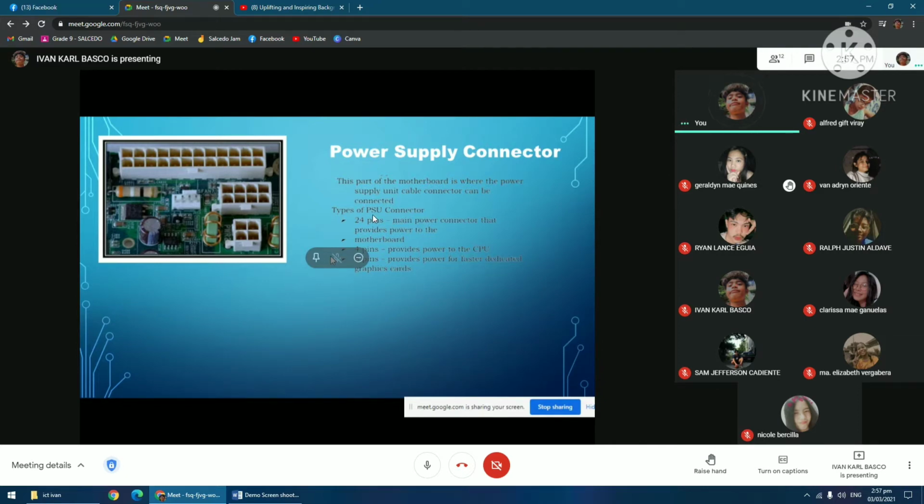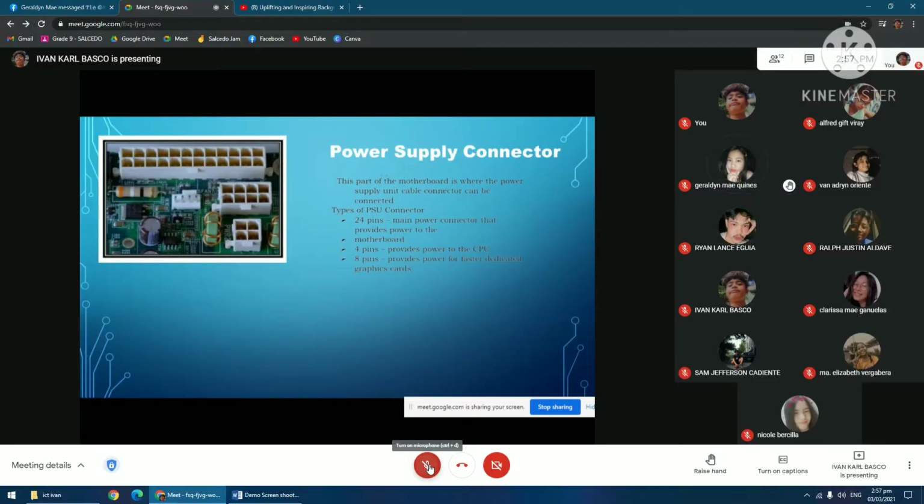Geraldine, can you give me the types of PSU connector? 24 pins, it is the main power connector that provides power to the motherboard. The 4 pins provide power to the CPU, and the 8 pins provide power for faster dedicated graphics cards. Okay, very good answer.